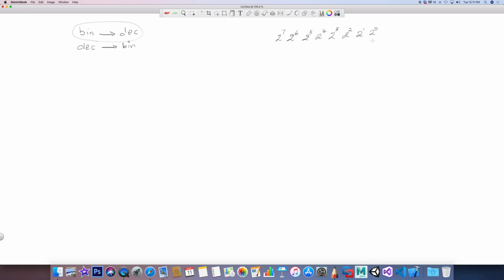2 to the 0, anything raised to the power of 0 is a 1. So this would be a 2. This would be a 4. This would be an 8. This would be a 16. This would be a 32. This would be a 64. And this will be a 128. Let's just keep that in mind in case we want to know how to represent anything within this range.